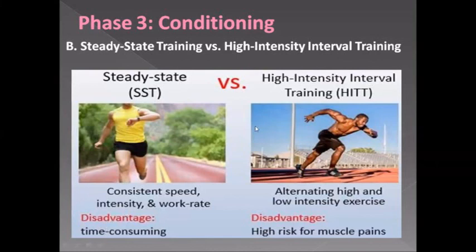Ayan. While high-intensity interval training, alternating high and low-intensity exercise. For example, the high intensity is sprint. Sprint is the fastest way of running.